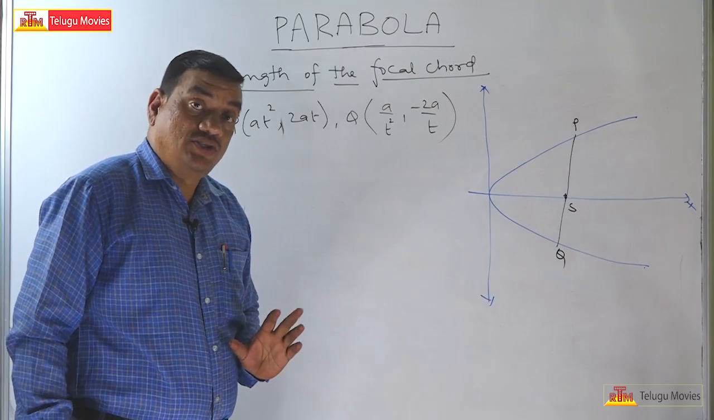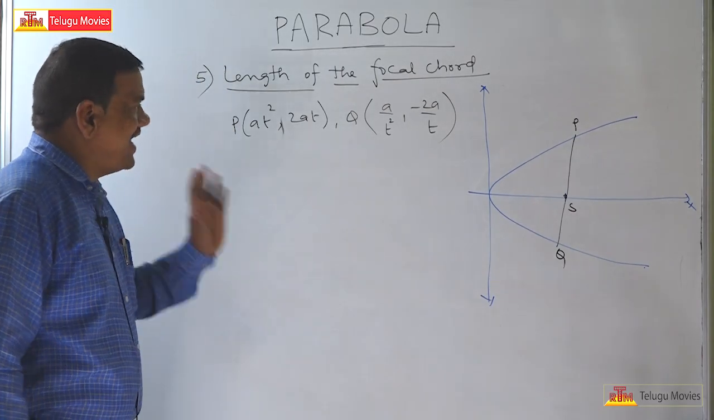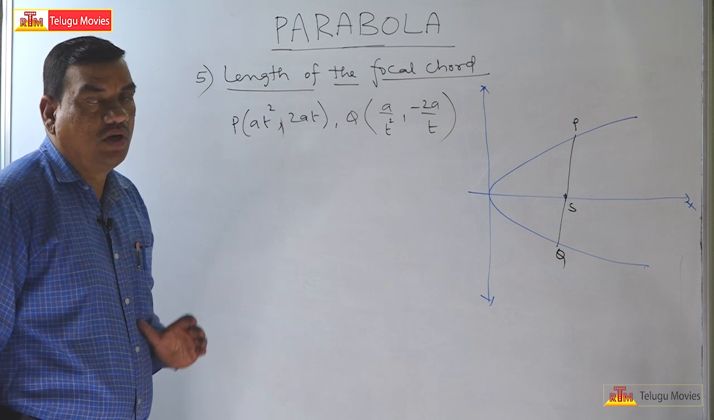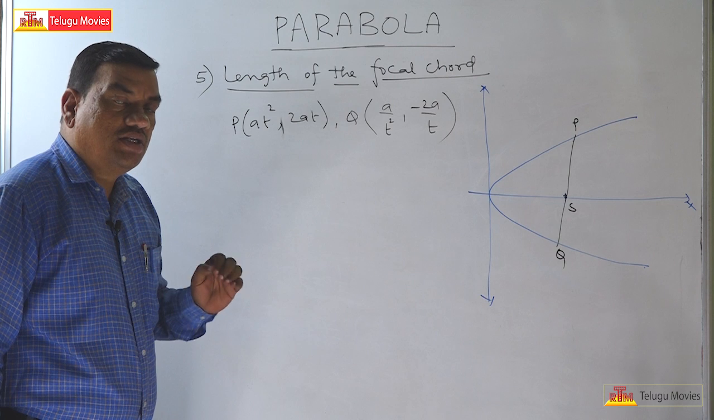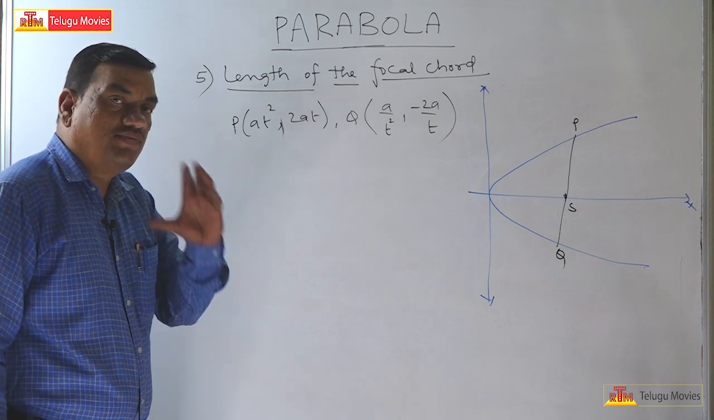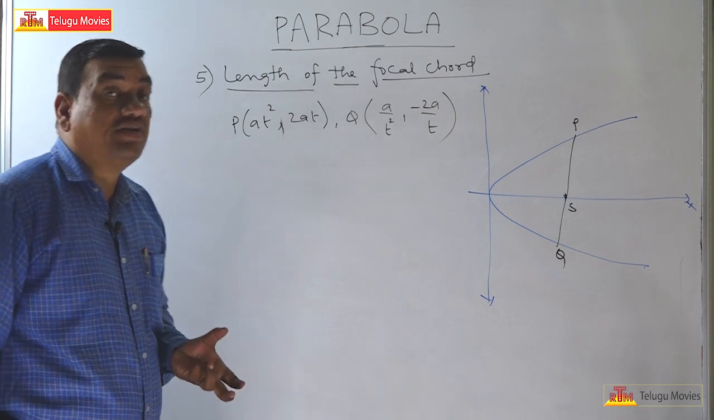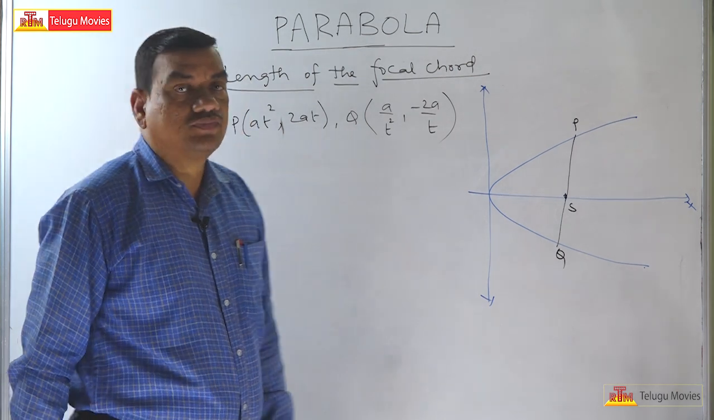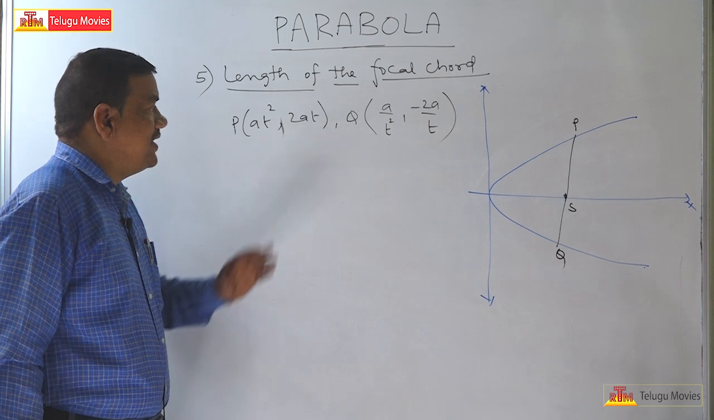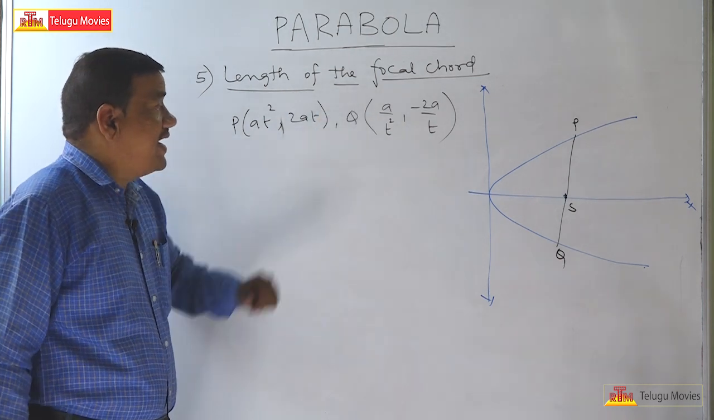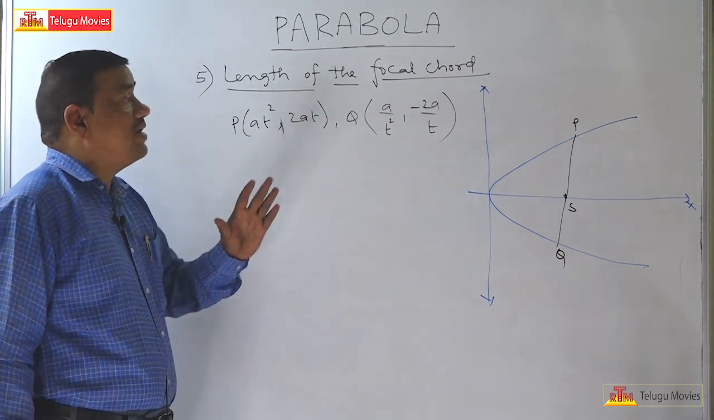Welcome back to this concept. This concept is the length of the focal chord. So already we know the focal chord is a chord which passes through the focus. It's a line segment, therefore definitely it will have some length. Let one end of the focal chord be (at square, 2at), automatically the other end will be (a by t square, minus 2a by t).